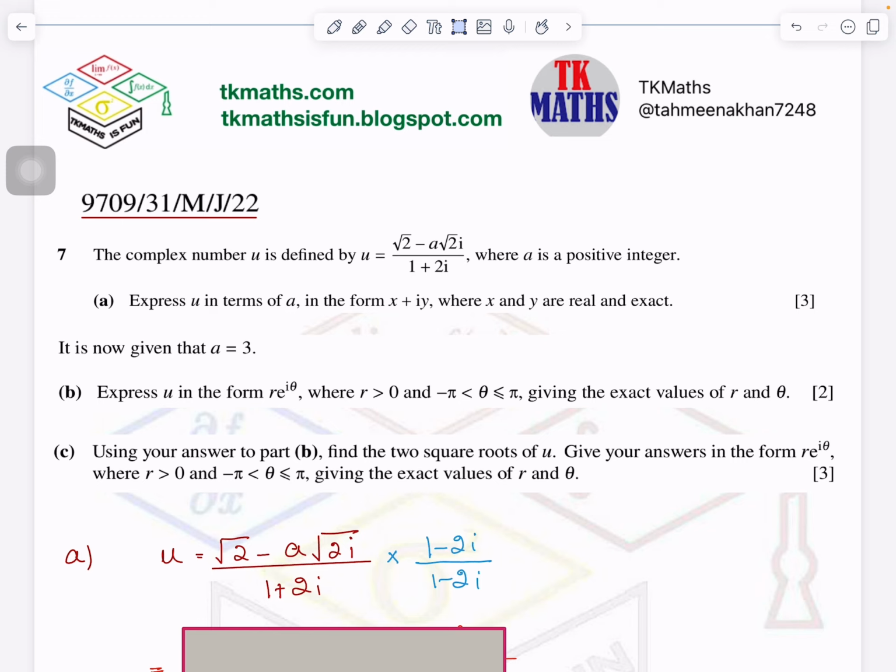It has three parts. Number one: we have to change this fractional form of a complex number into this form, x plus iota y, and we have to express u in terms of a. Later on, we will use this value of a to solve part b. So let's go for part a first. And if you want to try it yourself first, you can put the video on pause.